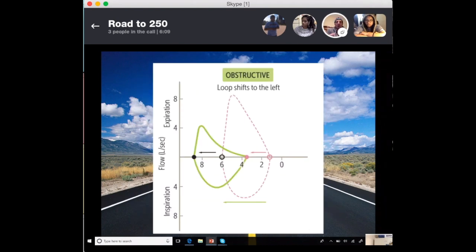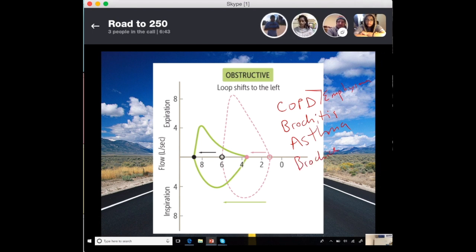So now we're going to look at an obstructive disease. Can anybody give me an example of some obstructive lung diseases? COPD. Bronchitis. Asthma. Got one more. Emphysema. Emphysema can go both ways. Emphysema and COPD can go that way. We're going for bronchiectasis. Yes, bronchiectasis.